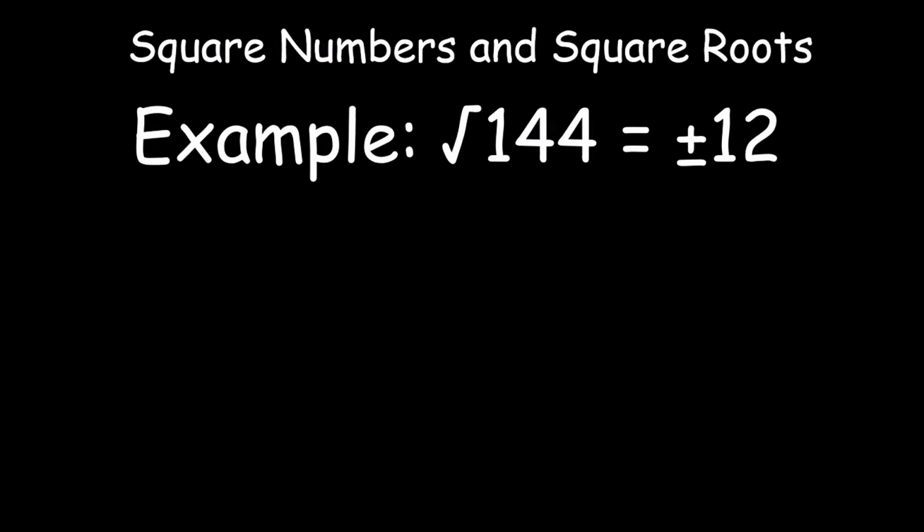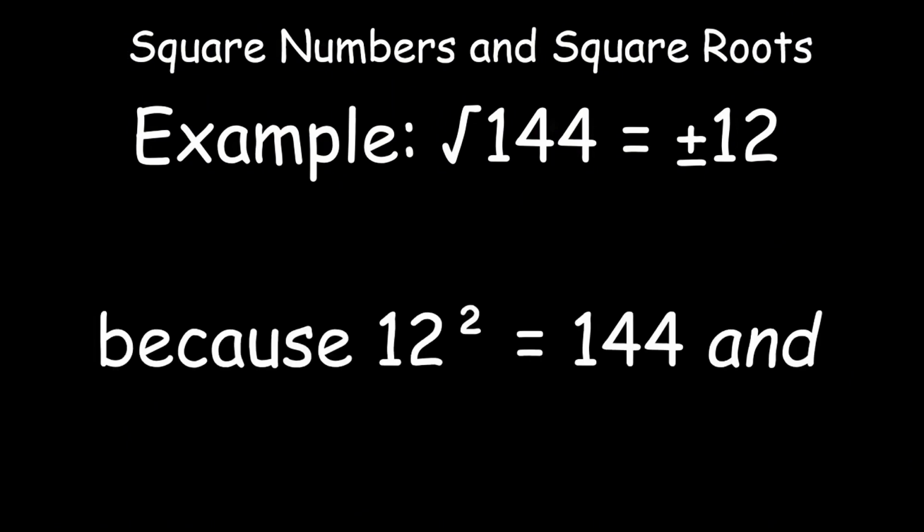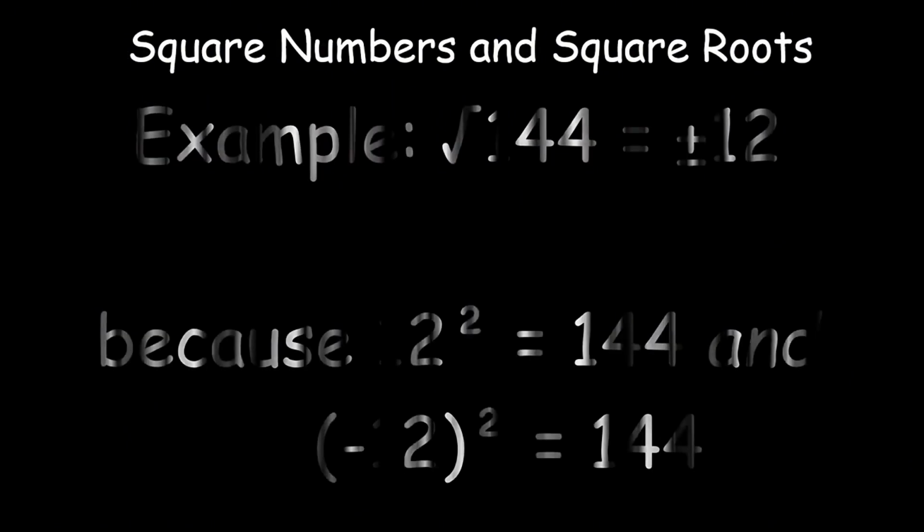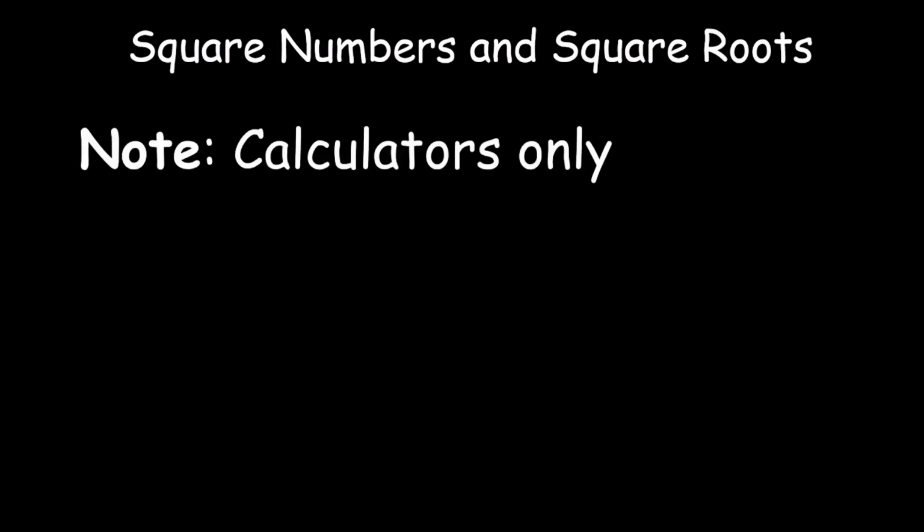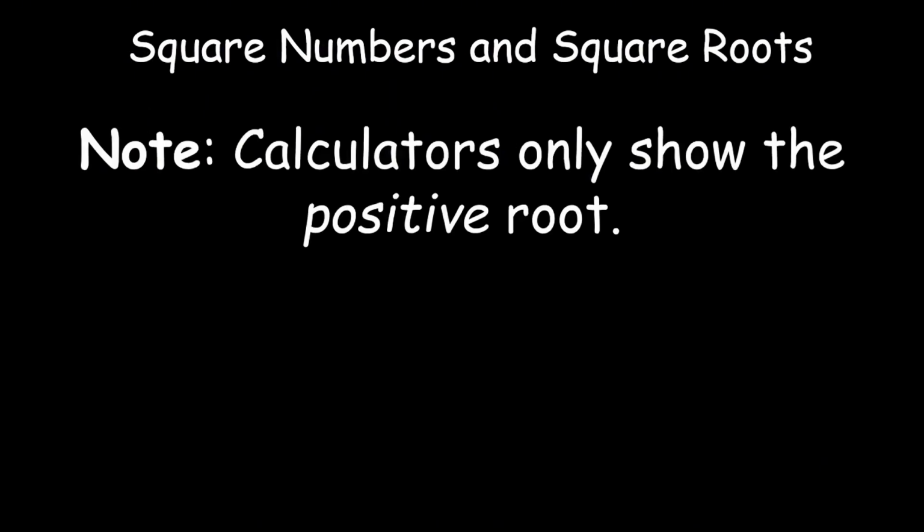If you know from directed numbers, 1 times 1 gives us positive 1, but negative 1 times negative 1 also gives us positive 1. The square root of any number has got both a positive root and a negative root. Take note that calculators only show the positive root. When you are writing your answer in the exam, you will need to show also the negative root.